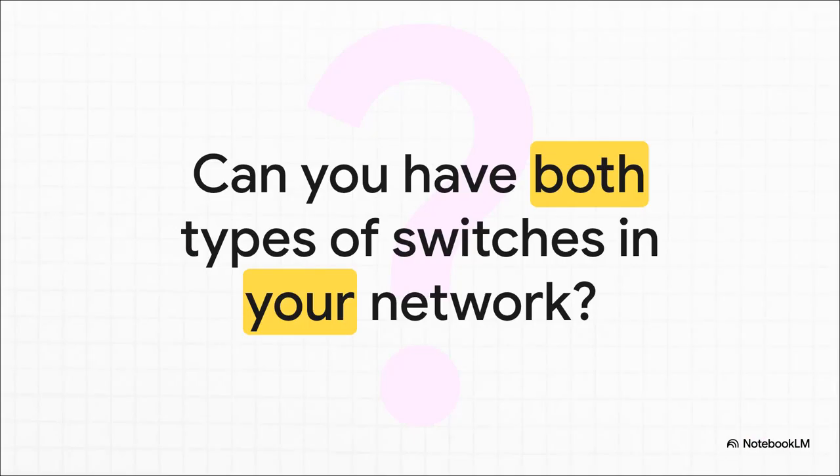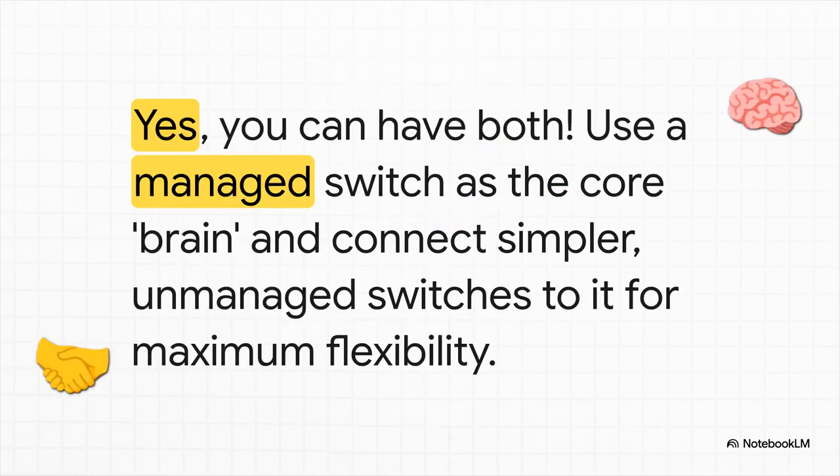And that brings us to this final, really key question. Is it even possible to use both an unmanaged and a managed switch on the same network? And the answer is a big, emphatic yes, you absolutely can. In fact, it's a really common and super smart way to build a network. You can use one powerful managed switch as the central brain, right where your internet comes into the house. Then you can run cables from that to cheaper, simpler, unmanaged switches in other rooms where you just need to plug a few things in.